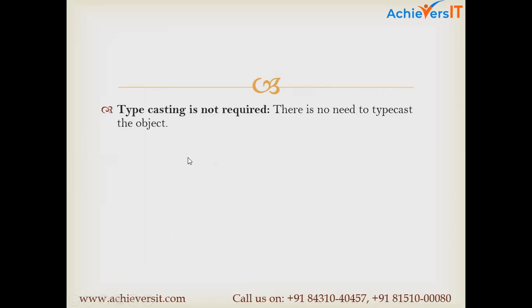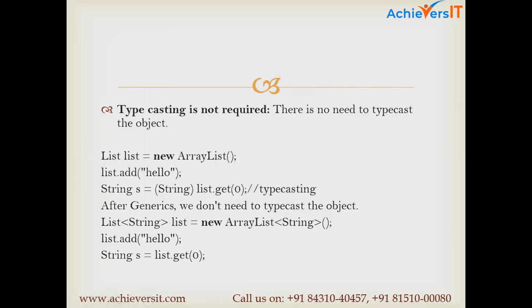And typecasting is not required when you use generics. For example, here again, I have an array list where I have added a string called hello. Before, when we were not using generics, we used to do typecasting on list.get(0), and at that time it used to give the string hello. But after generics, we don't need to do that typecasting. Once we declare string in this generic form of list, list.get(0) will just return hello. So the typecast we were doing before is not required now because of generics.